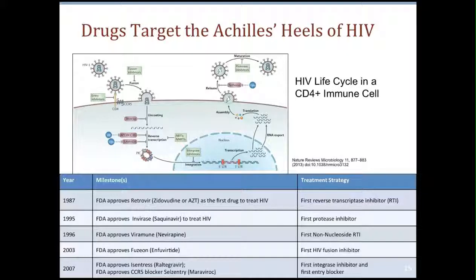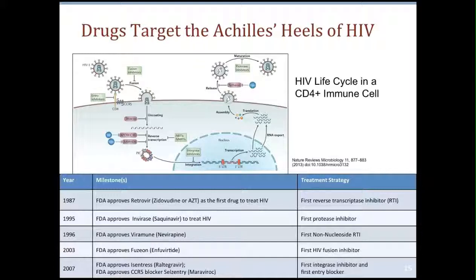Then in the normal course of events, that gene, now embedded in the human genome, makes RNA copies, RNA transcripts of the DNA genome. Those can then leave the nucleus and set up the manufacture of the necessary viral proteins, and then ultimately the packaging of the virus and the release, the budding, and the maturation.